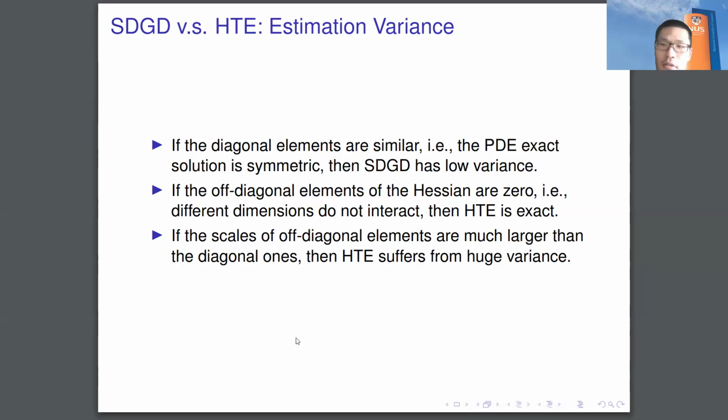So you cannot draw a conclusion that one is better. It only depends on your setting. If you care about variance between dimensions, then you can consider HTE. But if you worry about the off-diagonal terms, then you can use SDGD. So this is something like the advantages and disadvantages.